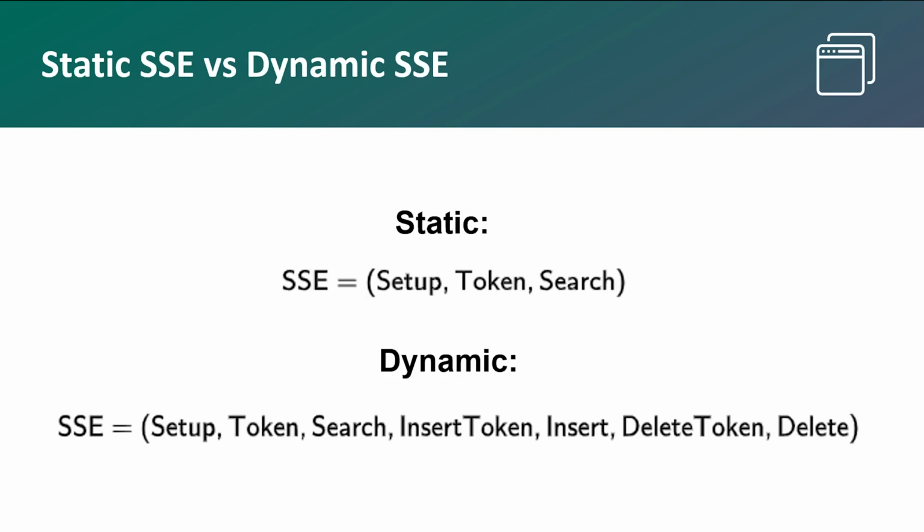Now let's move on to static SSE versus dynamic SSE. The normal static SSE contains three elements: setup, token, and search. The token here is for searching for the document. This means you cannot modify the document collection on the server.